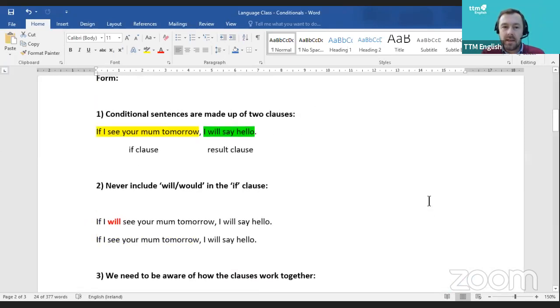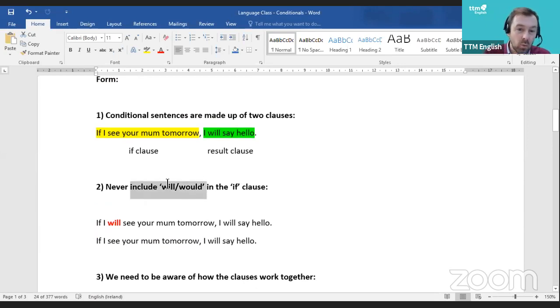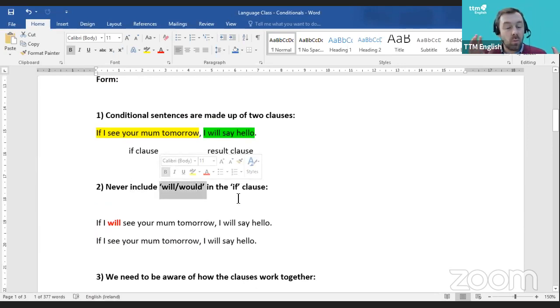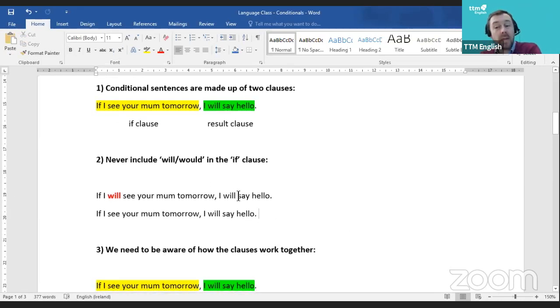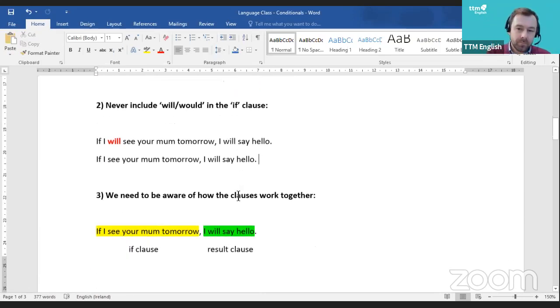We never include will or would in the if clause. Thank you, Sonia. We never include will or would in the if clause. So I don't say if I will see your mum tomorrow. That's why I've got that in red there. If I see your mum, not if I will see your mum. We put will or would have in the result clause instead.